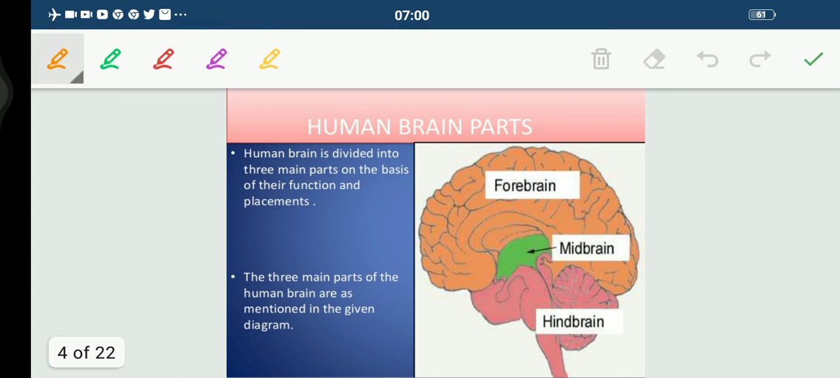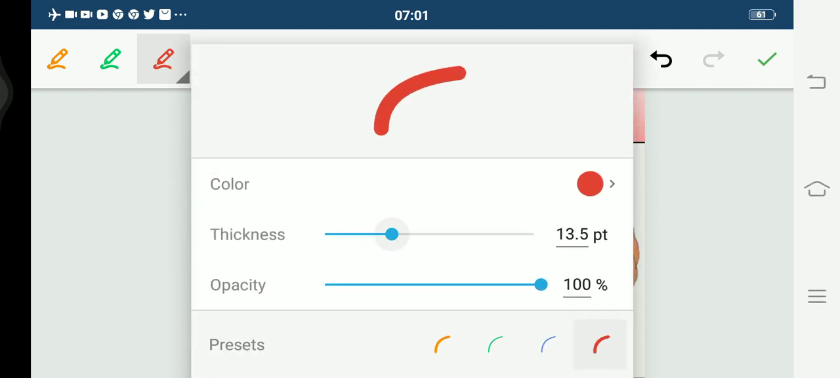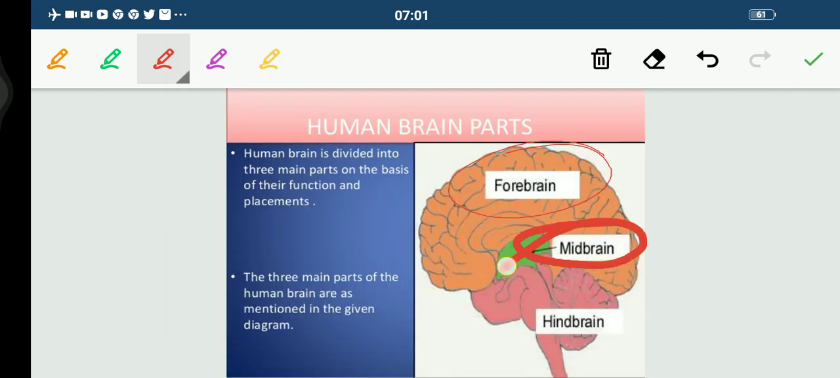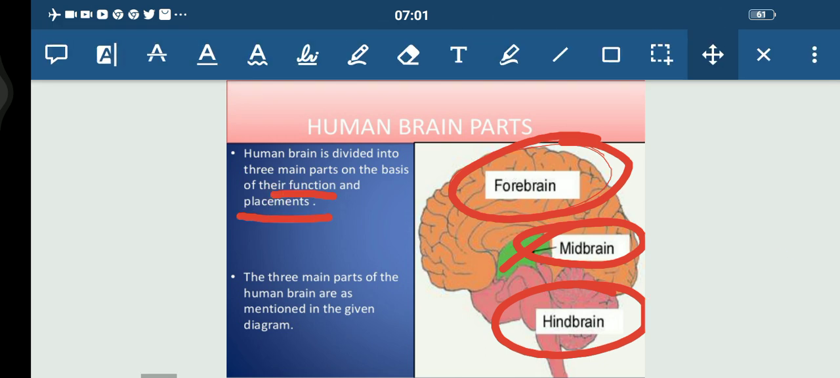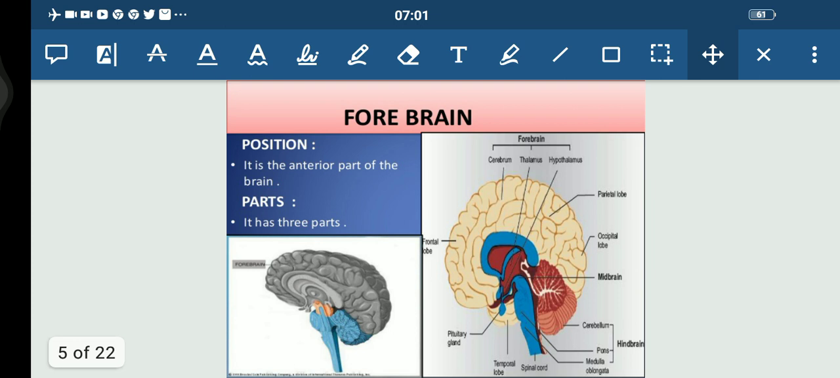Next students, coming on to the human brain parts, you can see here on your right hand side that we have three major important human brain parts. The first one you can see is the forebrain, then we have the midbrain, and then we have the hindbrain. So these are the three main important parts. The human brain is divided into three main parts on the basis of their functions and placements. Now we'll be dealing with all these parts one by one.